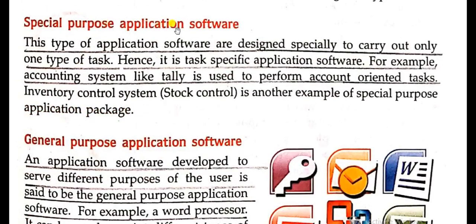Now, special purpose application software. This type of application software is designed especially to carry out only one type of task. With the help of special purpose application software we can do only one task. Understood? Hence it is task specific application software. For example, an accounting system like Tally is application software used to perform account oriented tasks. We can use it only for account oriented tasks. So this is special purpose application software.